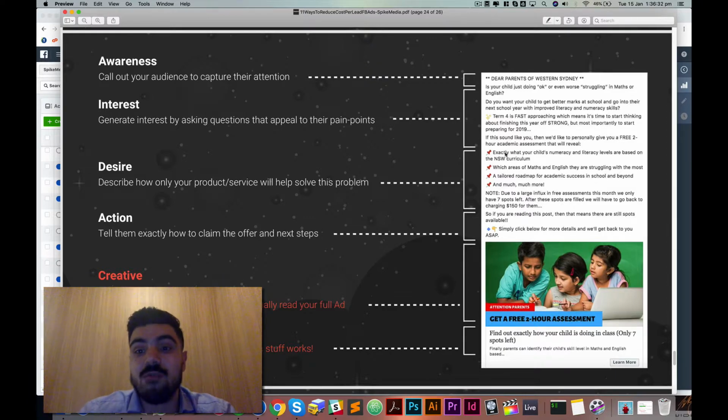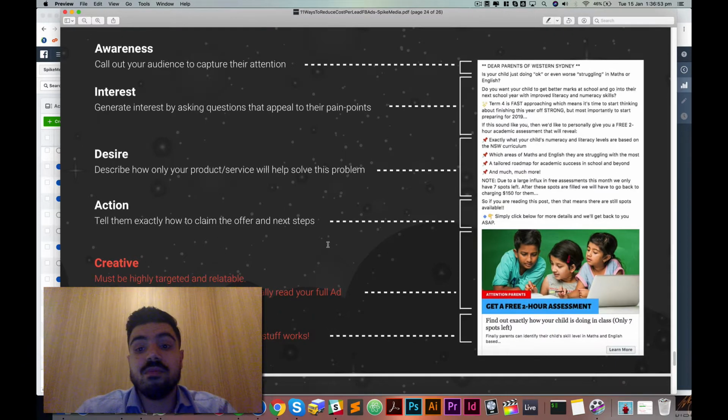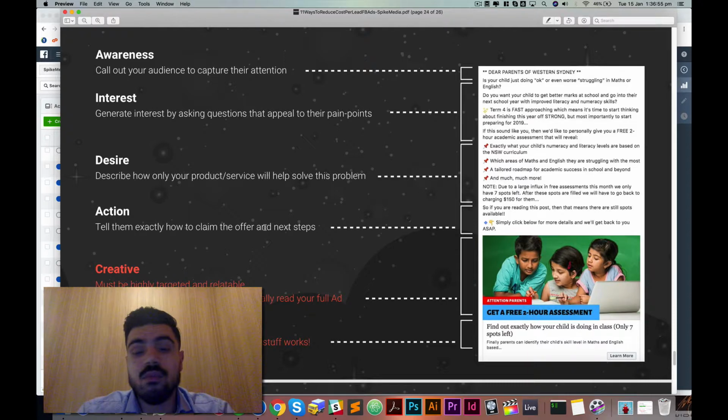In the very first line, we've called them out. Now in the headline, we're appealing to their pain point, and we're making it super, super easy for them to take the next step. That is exactly why this ad has performed so well, literally bringing in hundreds of leads every single month. So this anatomy is totally replicable, and you can do it across various industries. So I would really strongly urge you to just give it a try.